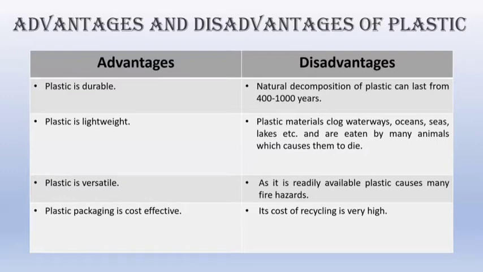Let's look at the disadvantages. Natural decomposition of plastic can last from 400 to 1000 years, and few types of plastics are non-degradable as well. Plastic materials clog waterways, oceans, seas, lakes, etc., and are eaten by many animals, which causes them to die. Over 90% of all seabirds have plastic pieces in their stomachs. As it is readily available, plastic causes many fire hazards. Its cost of recycling is very high. Next.